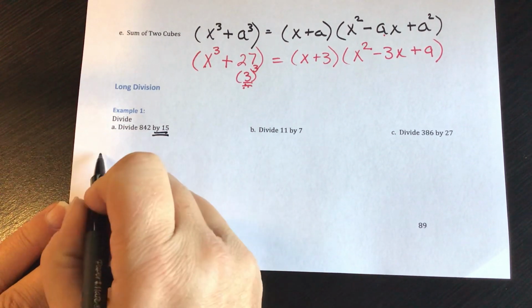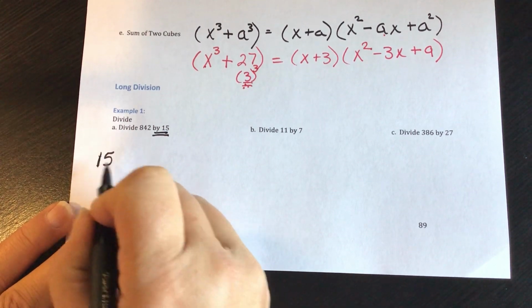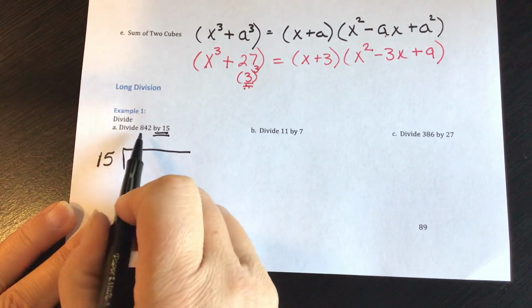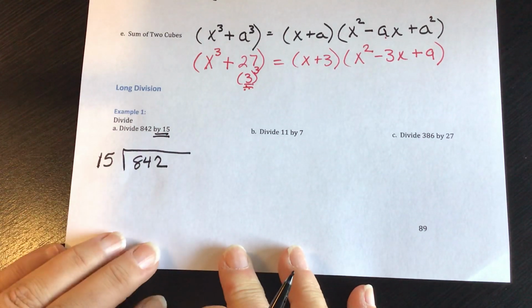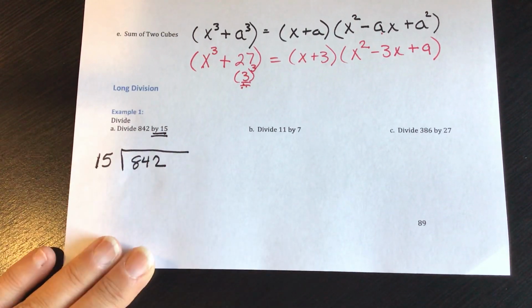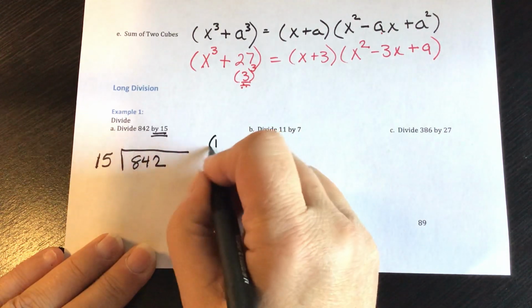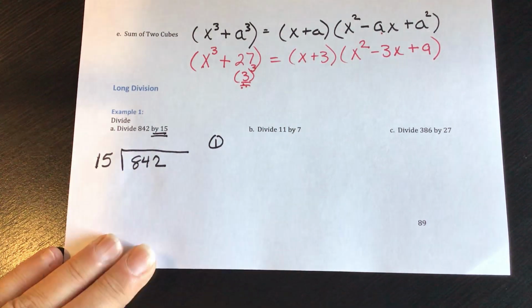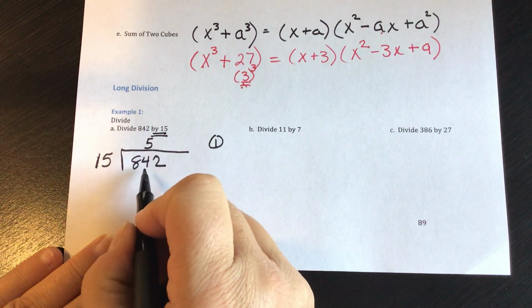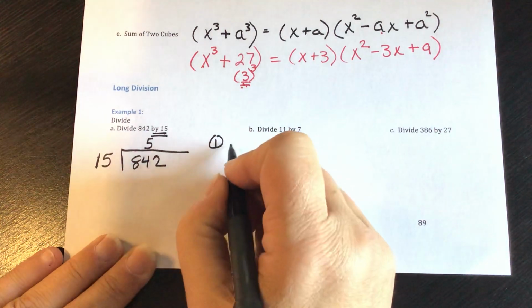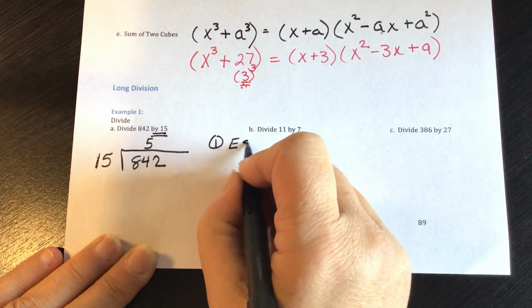Since I'm dividing by 15, that's going to be the number that goes into 842. All right, so I rewrite my problem. This is long division. The first thing I would do is estimate. So 15 goes into 84. 15 times 5 is 75. So that's the closest estimate I can get. So the first step I'm going to do is estimate.